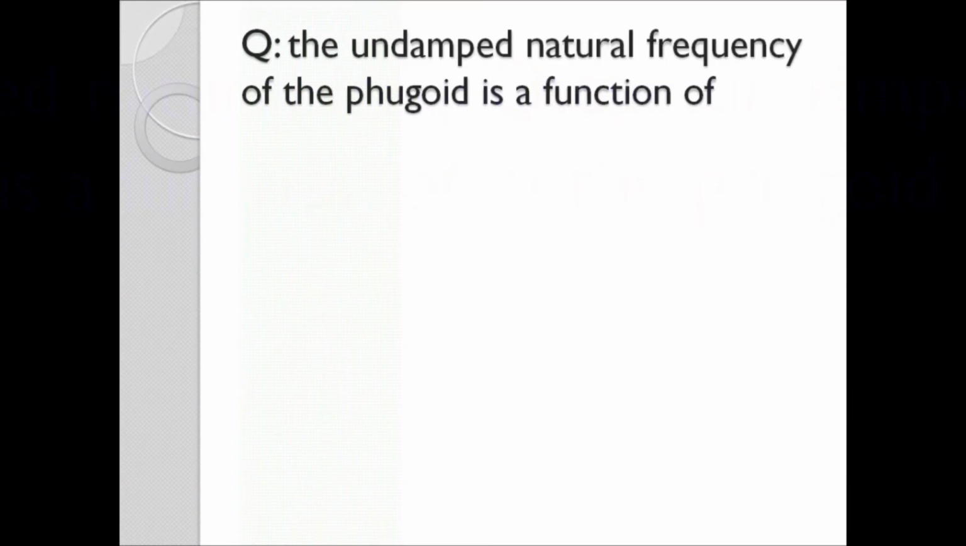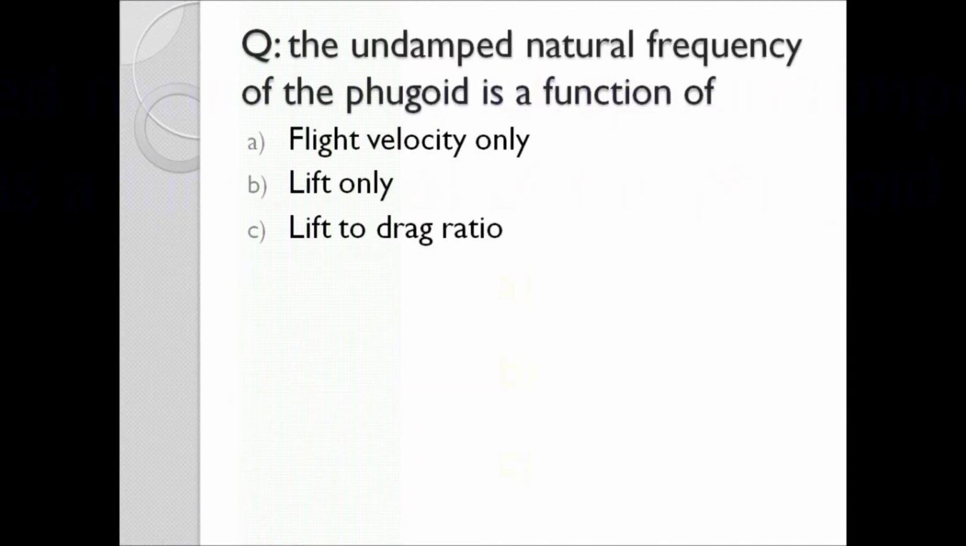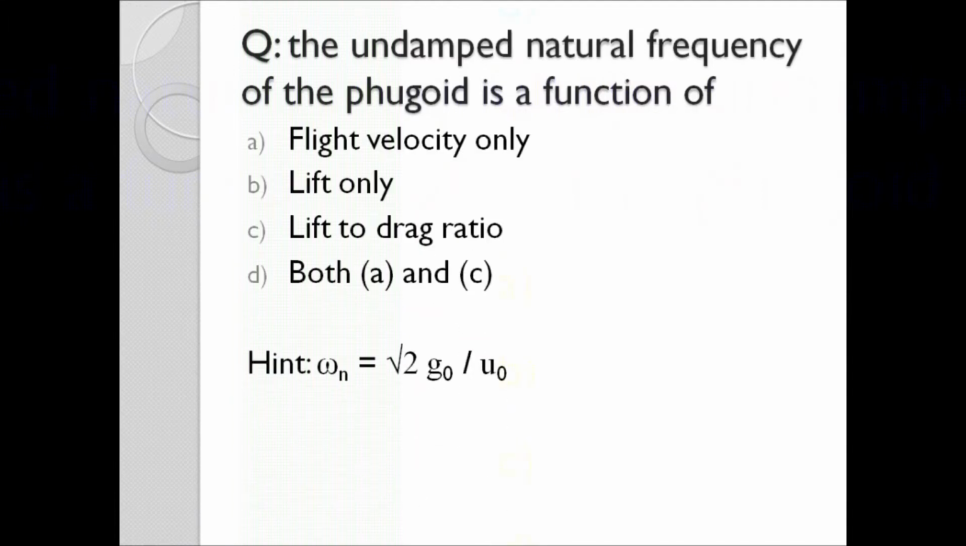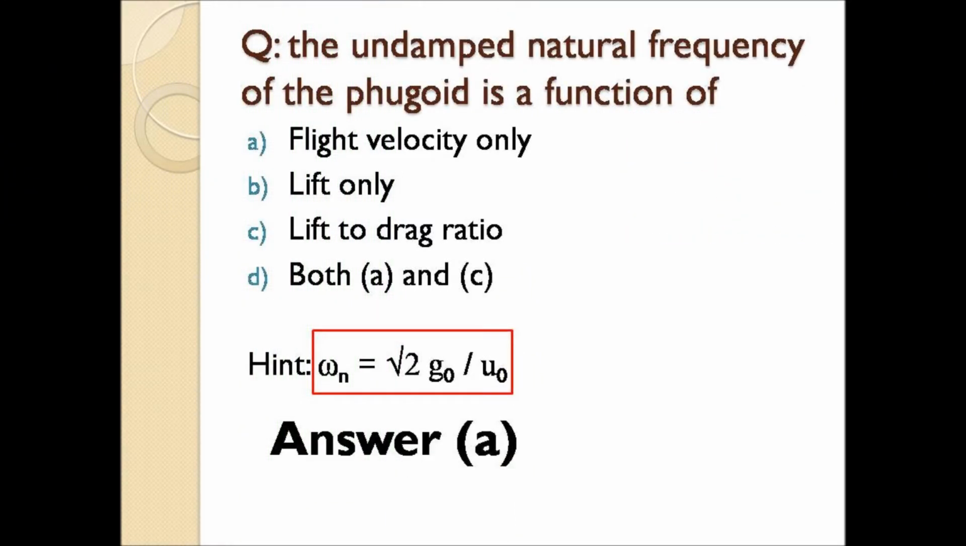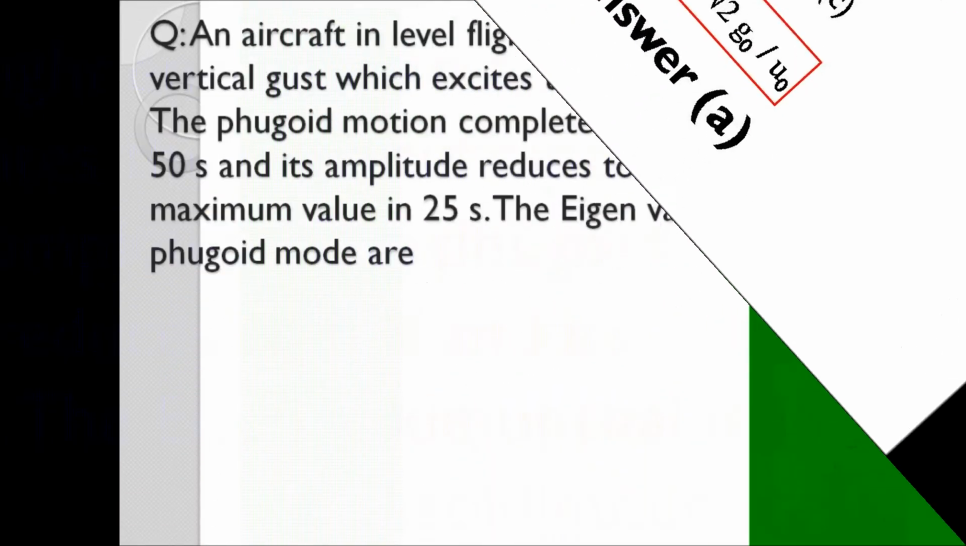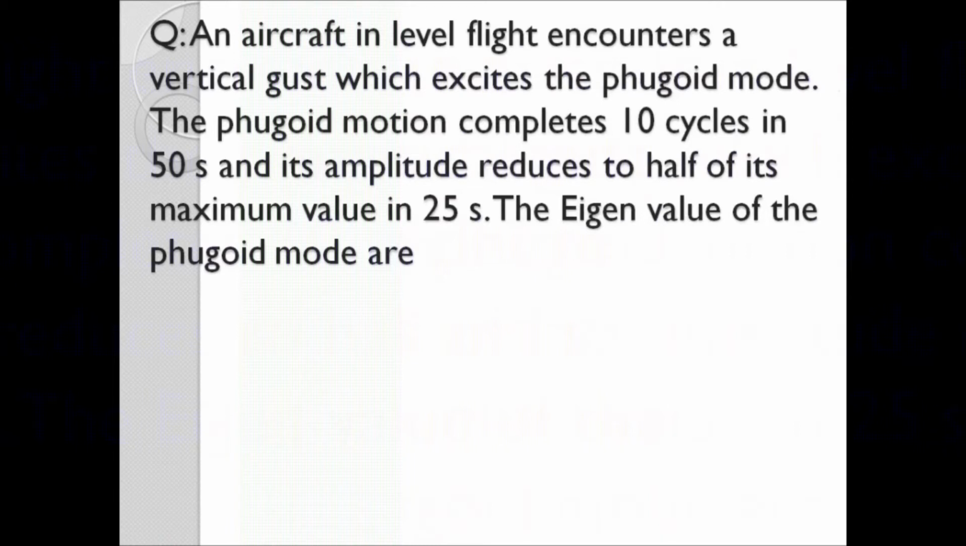Now next question, the undamped natural frequency of the Phugoid is a function of. So recall the formula again, that is omega n equals root over 2 g by u. The u is the flight velocity. You should remember this formula again. So once we know that, the undamped natural frequency is proportional to a function of flight velocity only, and g is constant.